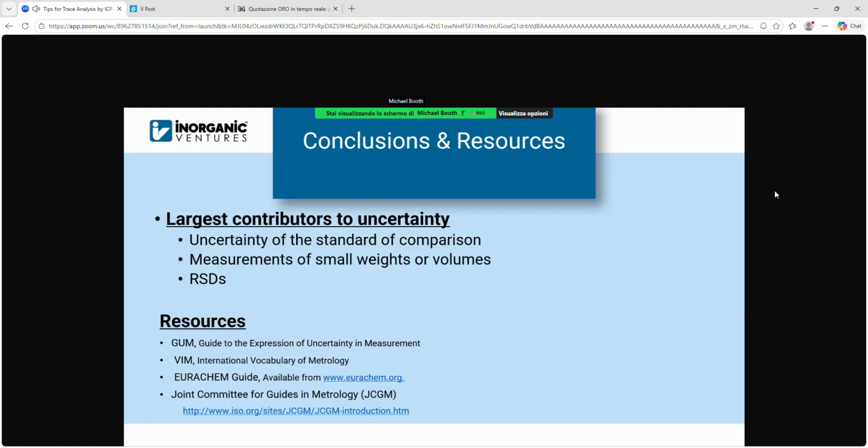If you're interested in more information about uncertainty of measurements, I have some resources here that you can look into. There are a lot of interesting resources about this out there. But that pretty much concludes this.